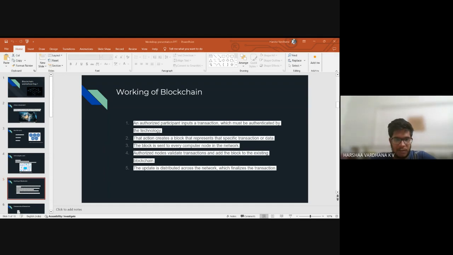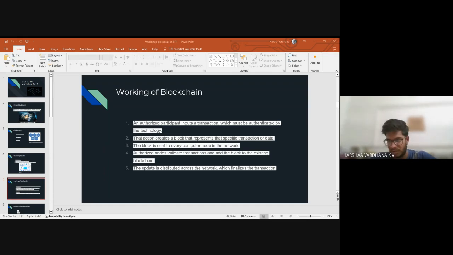Then moving forward, we have the authorized nodes validate transactions and add the block to the existing blockchain. This means that every node in the network, especially the ones authorized to make a transaction, when they create a new block by making some transactions, this block is added to the blockchain network by passing through an authentication process. This process is pretty complex, as it has to pass through all the consensus mechanisms, like proof of work and proof of stake, POW and POS.